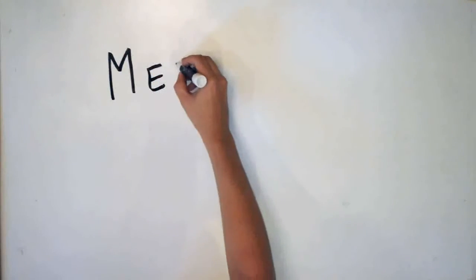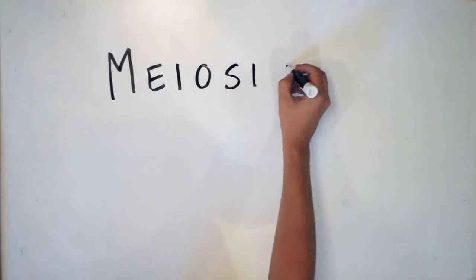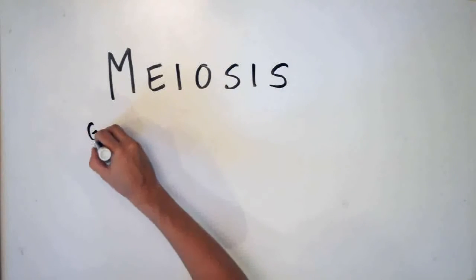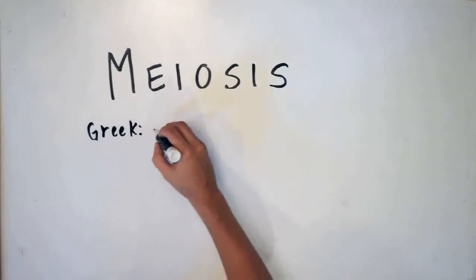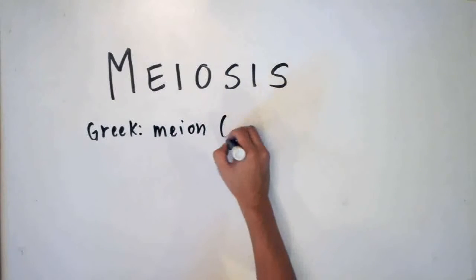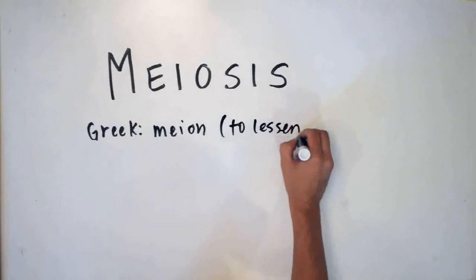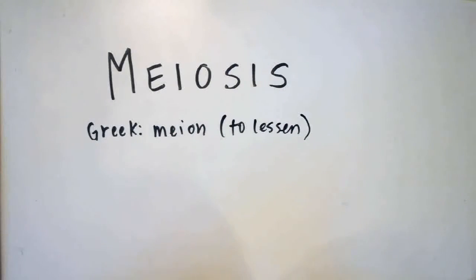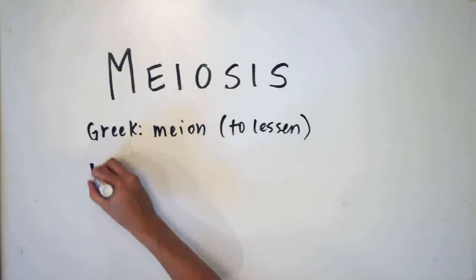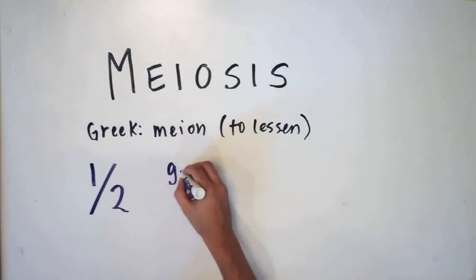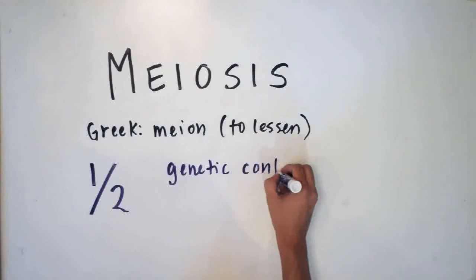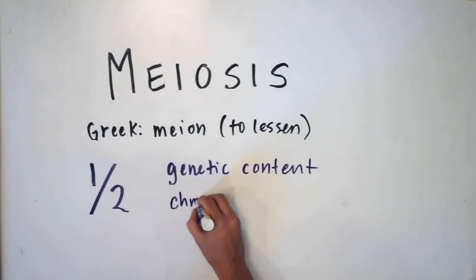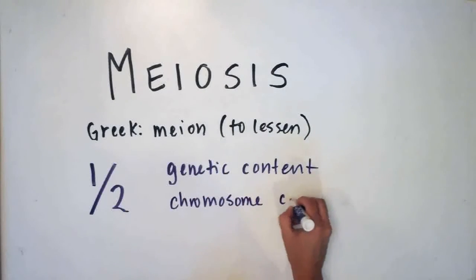This video will take you through the stages of meiosis, discuss the similarities and differences between mitosis and meiosis, and describe how meiosis relates to Mendelian genetics. The word meiosis was derived from the Greek maion, to lessen, and was aptly given because meiosis is the process through which a diploid cell reduces its genetic and chromosomal content by half to produce a haploid cell.